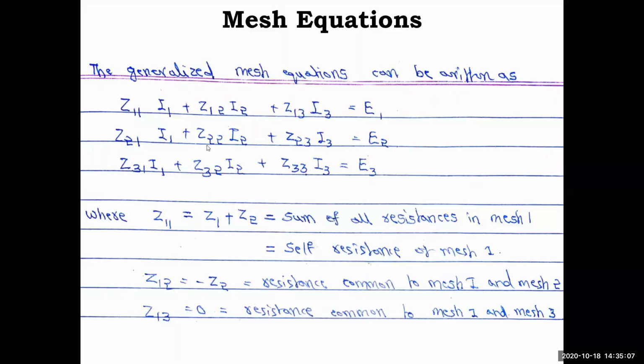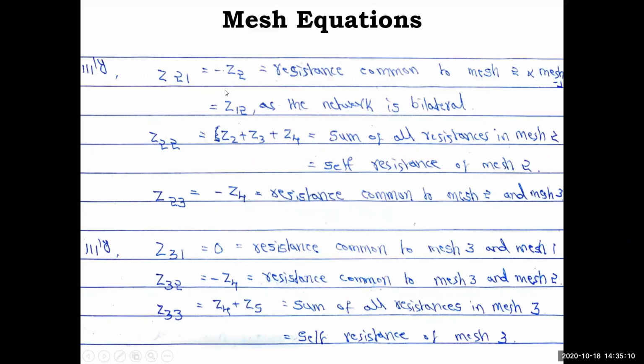Similar way Z21 also I will tell. Z21 is minus Z2 in that equation, if you have noted down, the resistance common to mesh 2 and mesh 1, as the network is bilateral. Z22 is the self resistance of mesh 2. Then Z23 is the resistance common to mesh 2 and mesh 3. So it was Z4 there in that case. Similarly Z31, the resistance common to mesh 3 and 1, there is no resistance, so it was 0. Z32, the resistance common to mesh 3 and mesh 2, it is minus Z4 there. And then the sum of all resistances in mesh 3, or the self resistance of mesh 3. So this is the generalized equation.